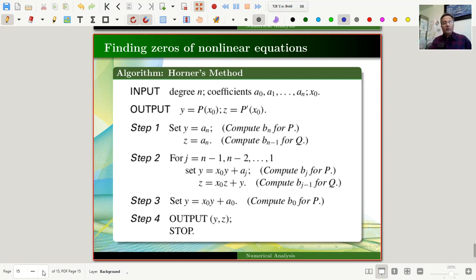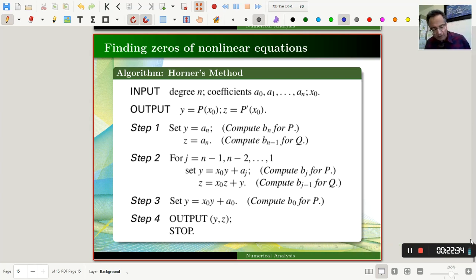So if you want to consider the algorithm for the Horner method, in fact we will have the degree n and the coefficients a0 to an. What do we want? We want p of x0 and p prime of x0. In 4 steps like this, you can find both p of x0 and p prime of x0. It's very easy. You can implement it easily in MATLAB or Python code, and you can get the favorite result. This is all about the Horner method.